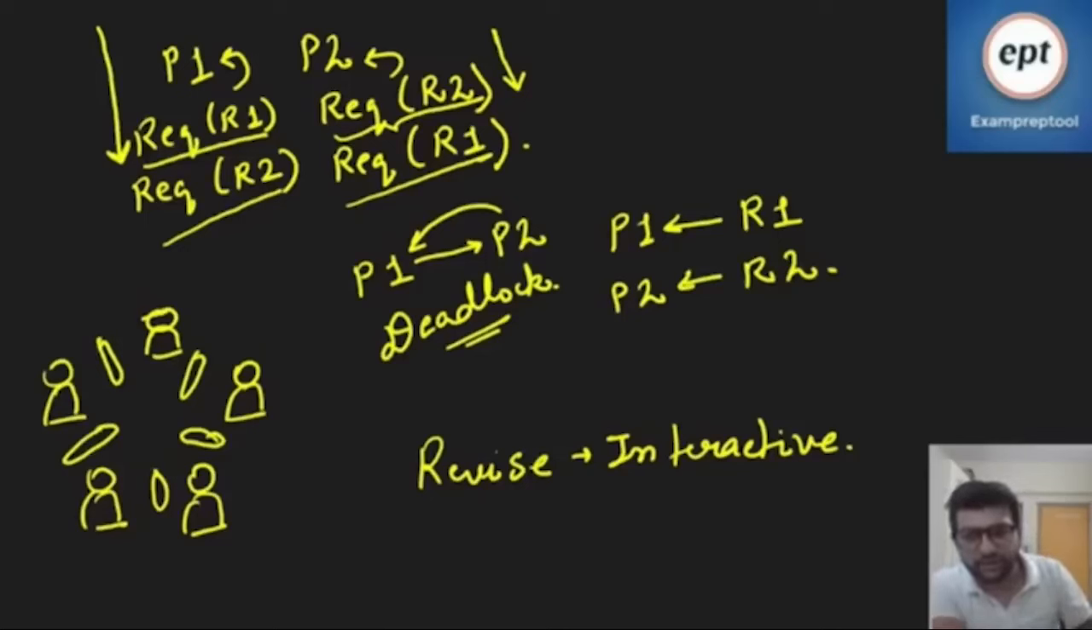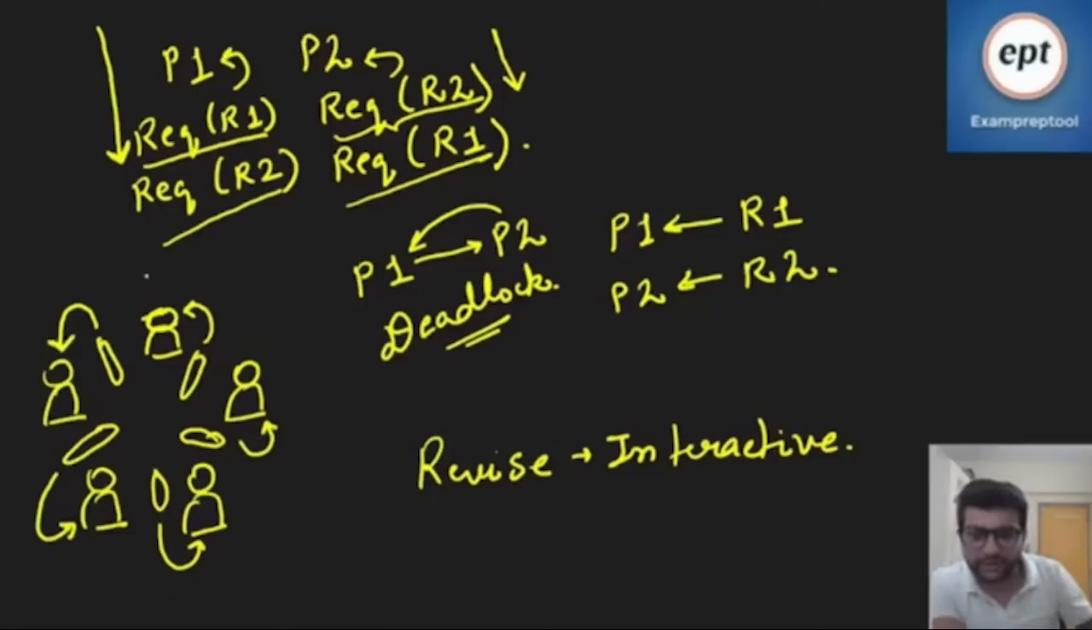However, this particular philosopher picks this particular fork. This philosopher picks this fork. This fork is picked by this philosopher, this fork by this philosopher, and this fork by this philosopher, right?